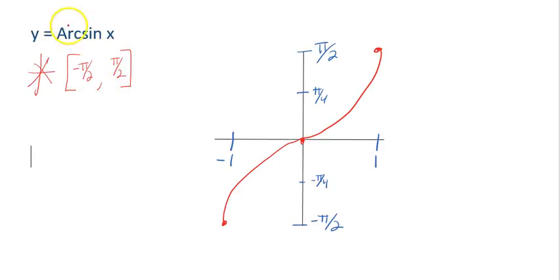The other thing is, you also know they're just using this part of the graph when it's a capital A. If it's a little a, they're talking about the whole thing going on forever. But the capital A says, hey, we're limiting it to go from negative pi over 2 to pi over 2.